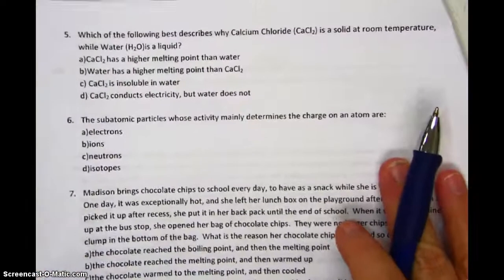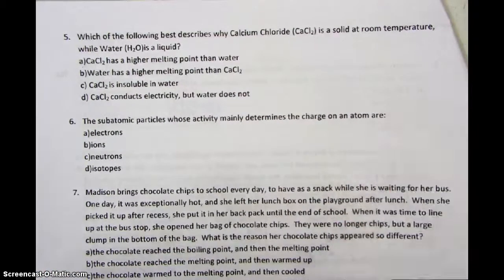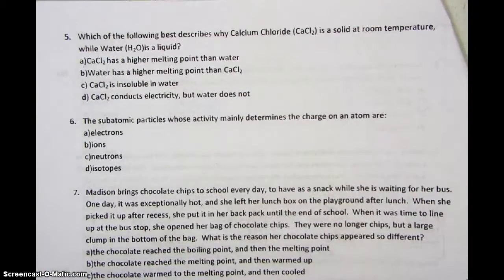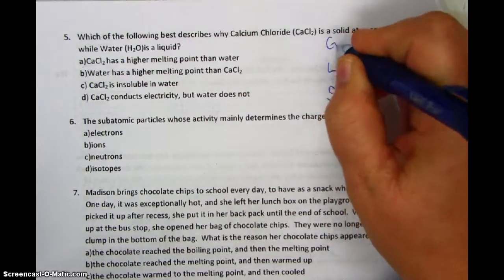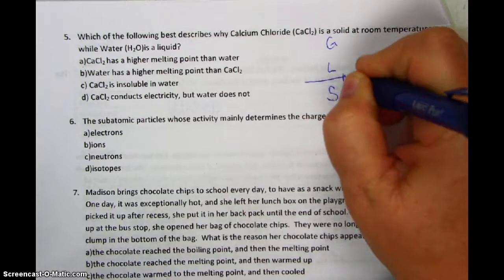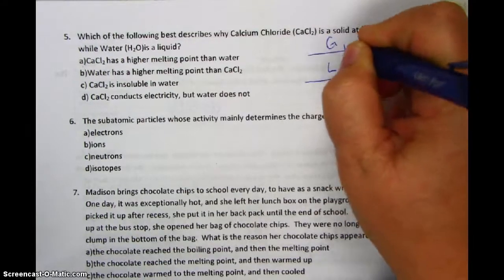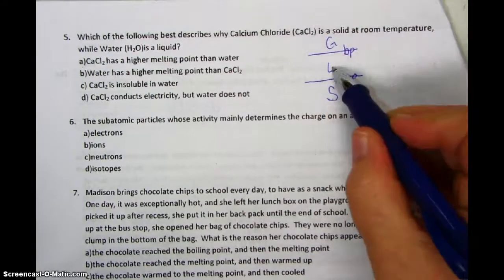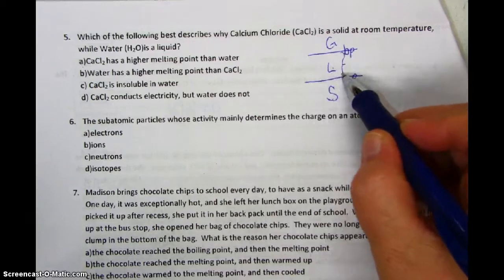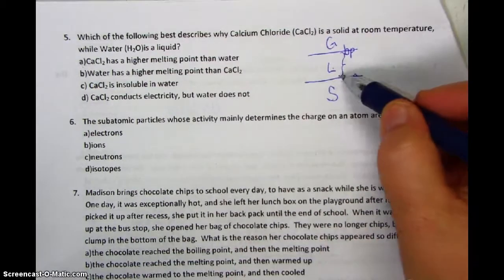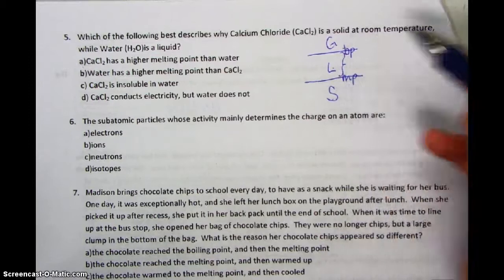Which of the following best describes why calcium chloride is a solid at room temperature while water is a liquid? What we need to remember is solid, liquid, gas. Here's your melting point and here's your boiling point. Water is a liquid in between these two.